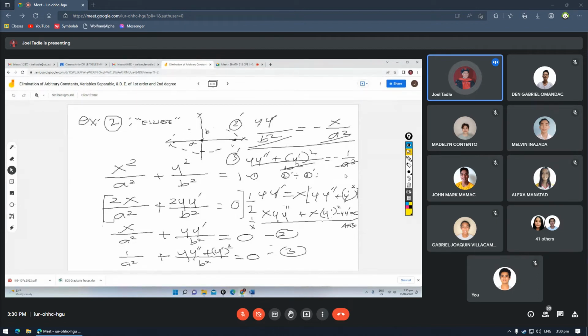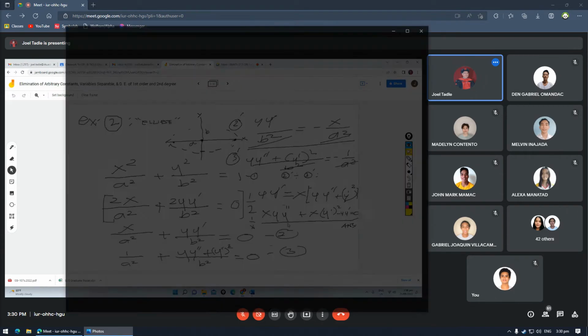Then, atong i-cross multiply. So, doon na tayo y prime equals x times quantity y double prime plus y prime squared. Then, atong distribute. So, doon na tayo y double prime plus y prime squared minus y prime equals 0.